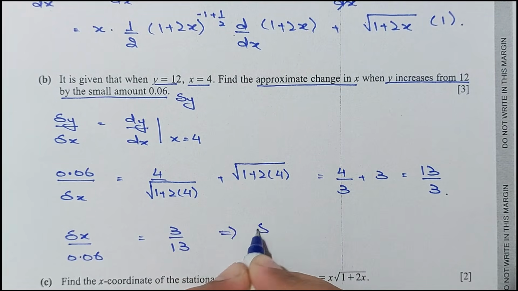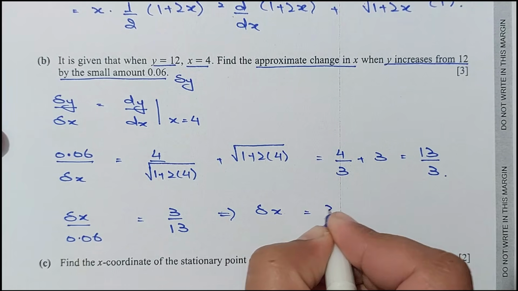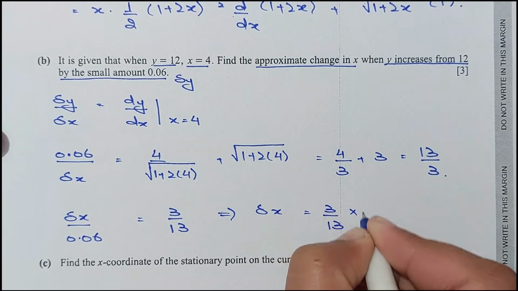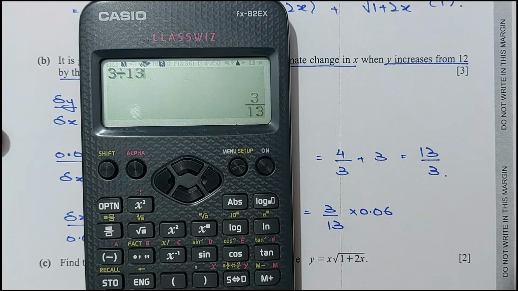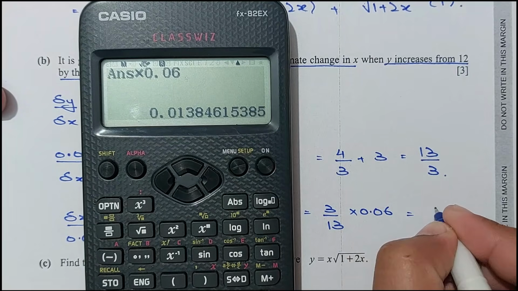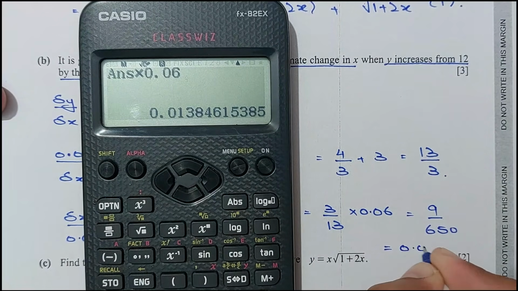So from here we have delta x, the approximate change in x. This would be 3 over 13 times 0.06. This would be 9 over 650. Okay, 9 over 650, or we can say 0.01385.